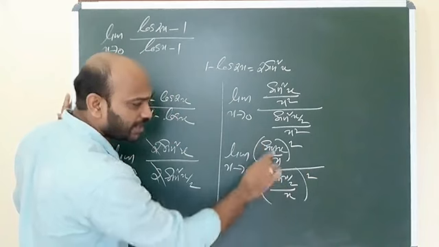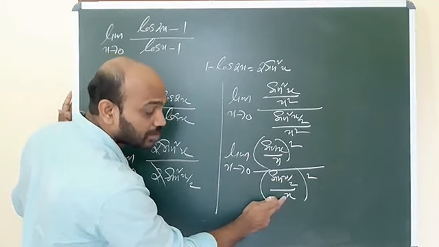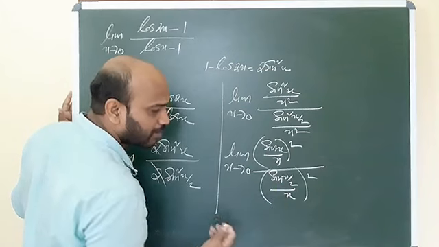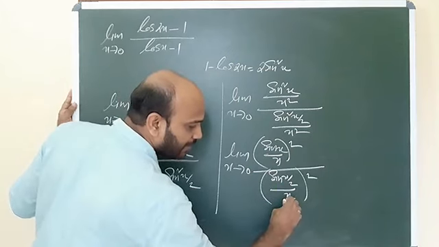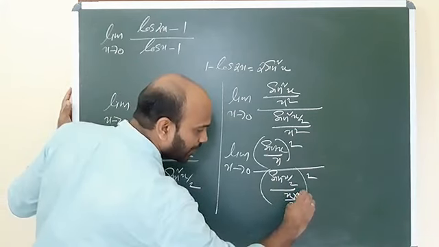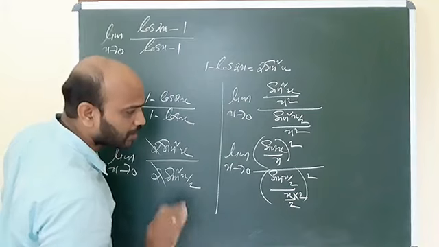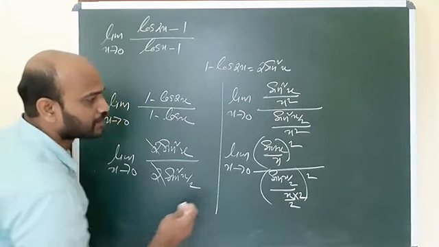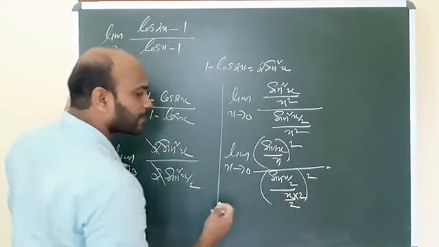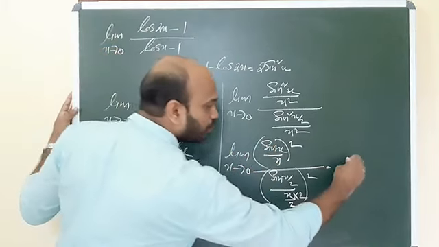Here there is no problem. Sin x by x equal to 1. This one is x by 2. This term should be x by 2. So we can divide with 1 by 2, multiplying with 2. So there is no change in question. Now we can apply the limit. So this answer will be limit x tends 0, sin x by x, that is 1. 1 square equal to 1.